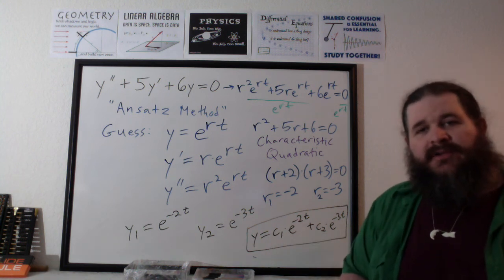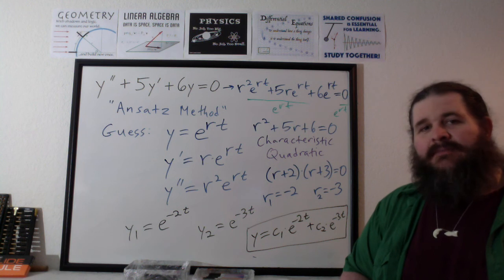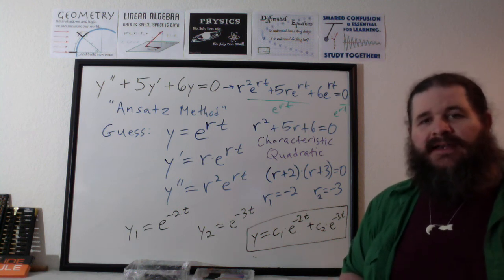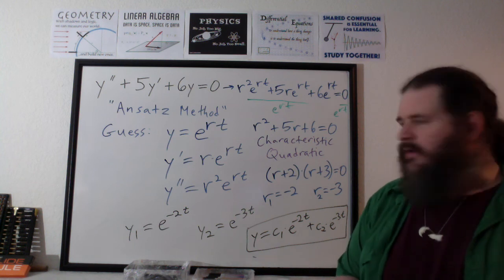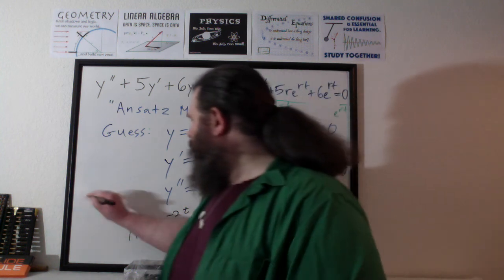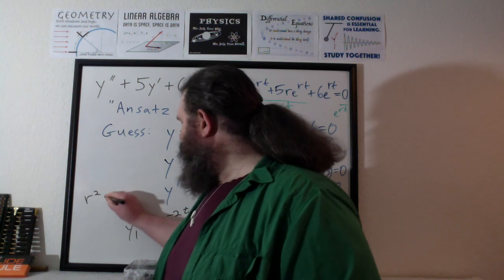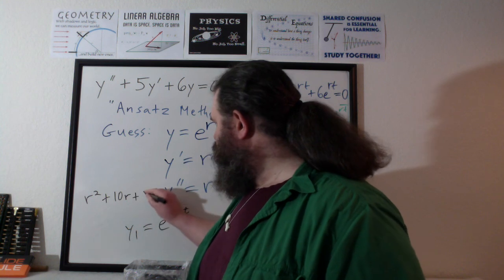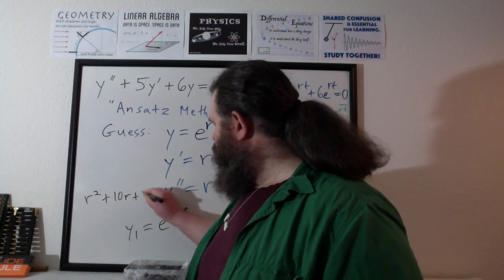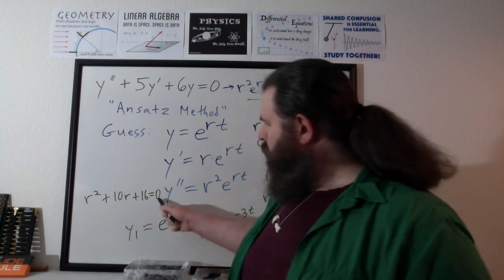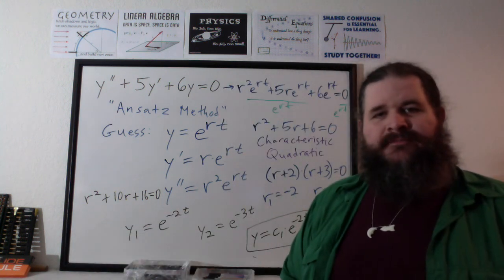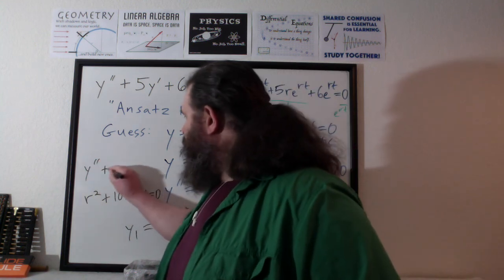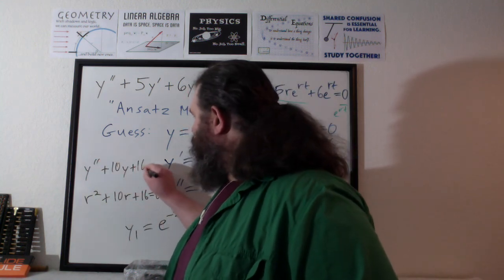Give that a try with some other examples yourself. And the thing is, this is really easy to make more examples. If you have any quadratic that you know how to solve, you can turn that into a differential equation that you now know how to solve. For example, if we take a look at the quadratic r squared plus 10r plus 16 equals 0. This is a quadratic you should be able to solve. We can turn that quadratic into a differential equation that you should now know how to solve.